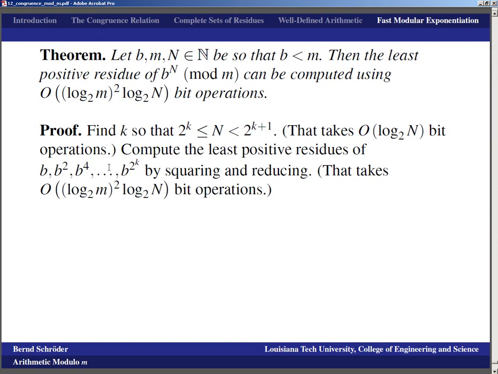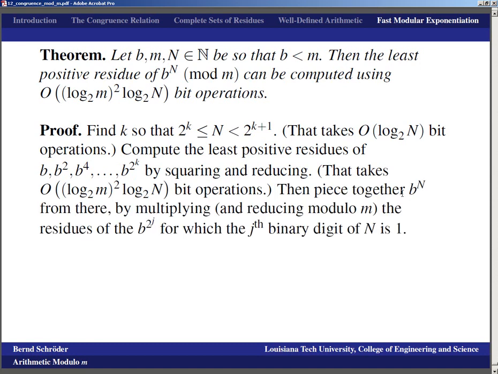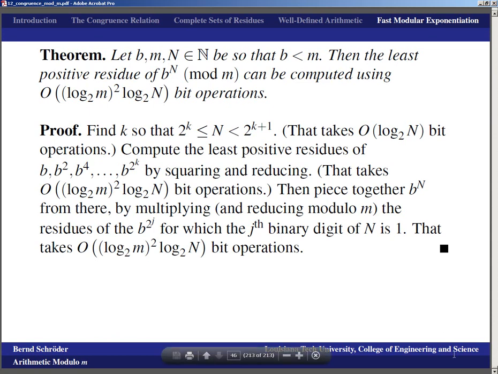Log 2 n because you have to do it these k times, and (log 2 m) squared is what the squaring and reducing takes. And then you piece together b to the n from there by multiplying and of course reducing modulo m the residues of b to the 2 to the j, for which the j-th binary digit of n is equal to 1. And yeah, that takes capital O of (log 2 m) squared times log 2 n bit operations, again because you're multiplying log 2 n times, and well, that is the proof.